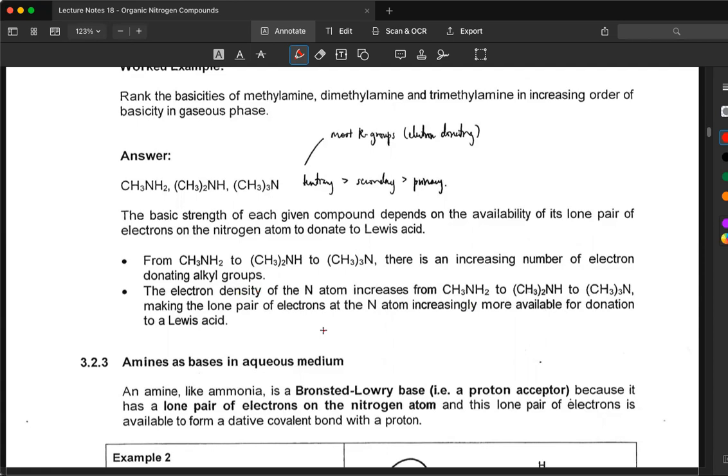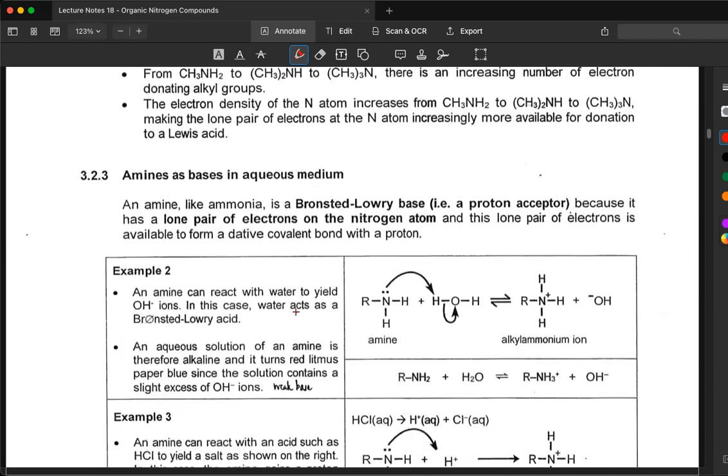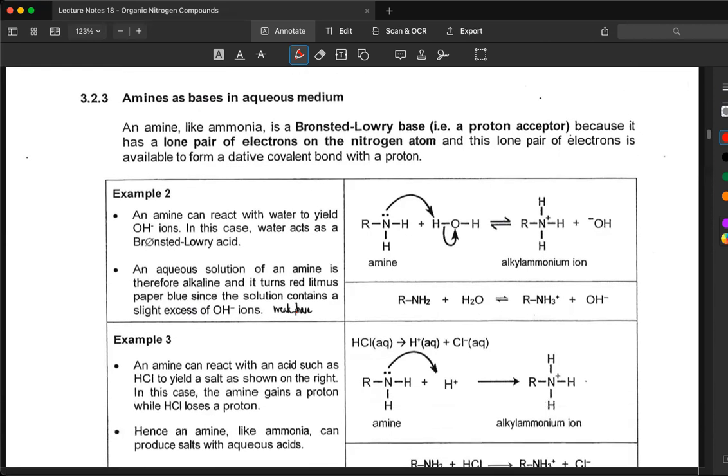...which make the lone pair of electrons increasingly more available to donate to a Lewis acid. An amine like ammonia is a Bronsted-Lowry base, which means it is a proton acceptor, because of the availability of the lone pair of electrons on the nitrogen atom that can form a dative covalent bond with the proton. For example, the amine can react with water to form OH-. So the water here is the Bronsted-Lowry acid.